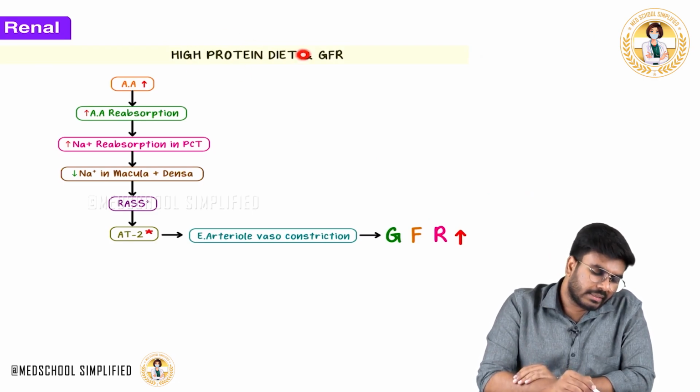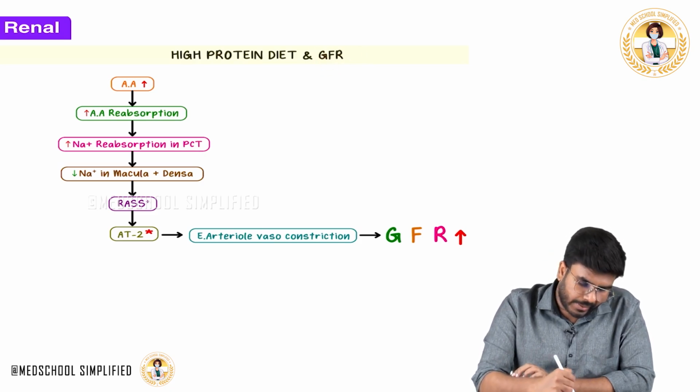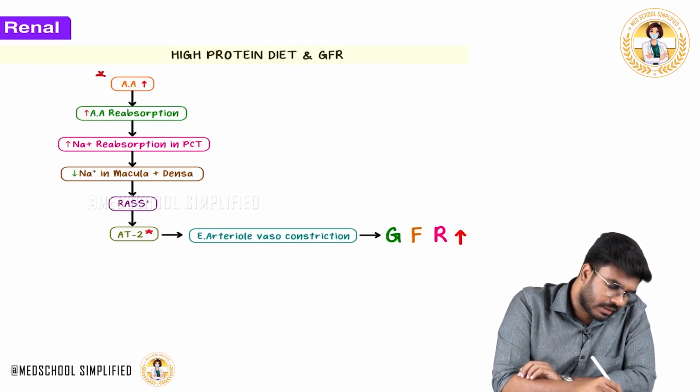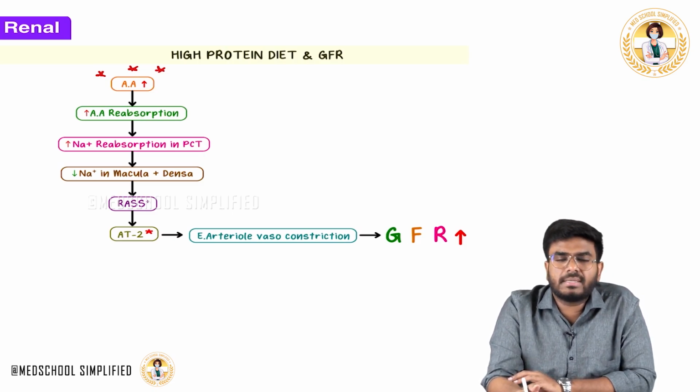So, protein diet and GFR changes. How is protein diet going to alter the GFR? Now look at here, guys. For example, think that you have a high protein diet today. Today you attended a party, and in this party you have consumed a lot of meat. Now what happens to that meat? Meat will be digested in the GIT, and that is going to release amino acids. Now all these amino acids are going to come into your blood, and from the blood all these amino acids are going to be filtered into the glomerulus.